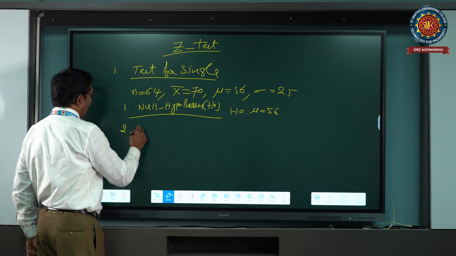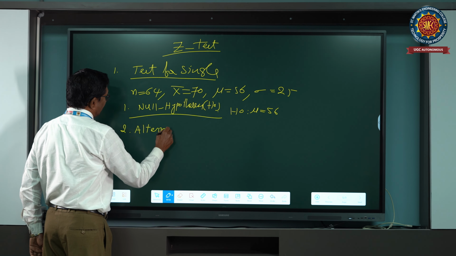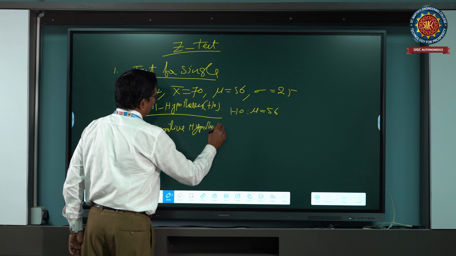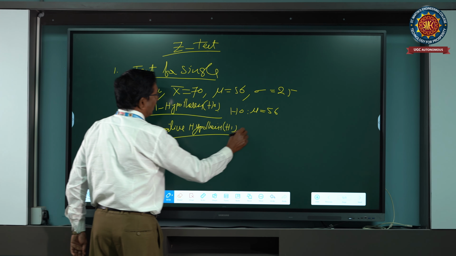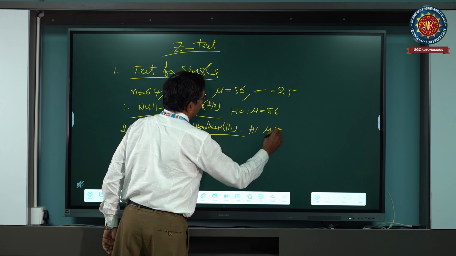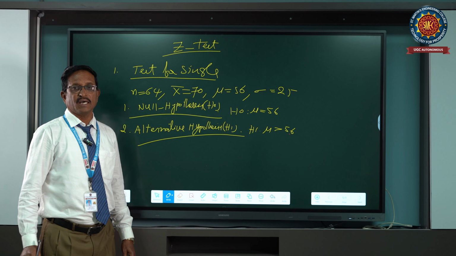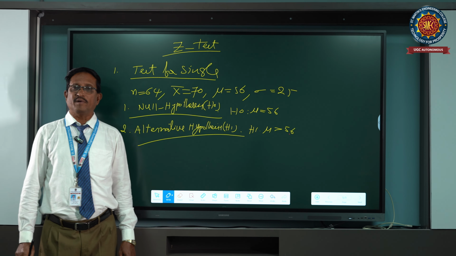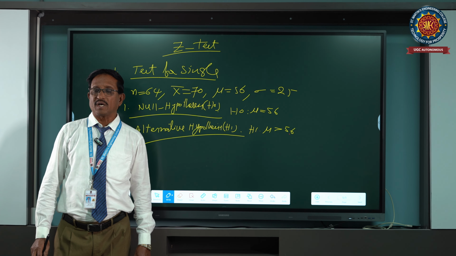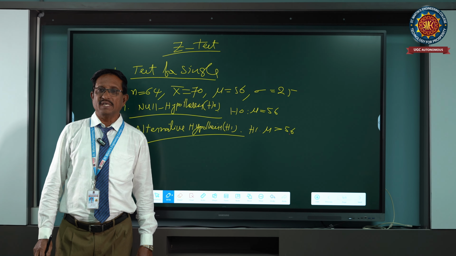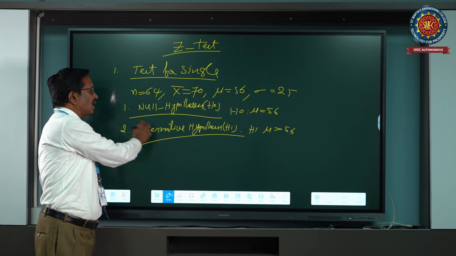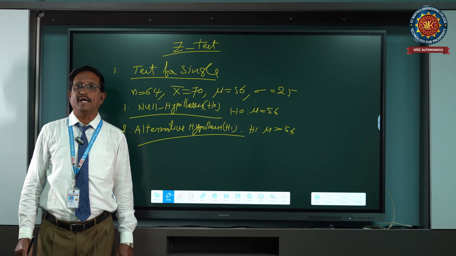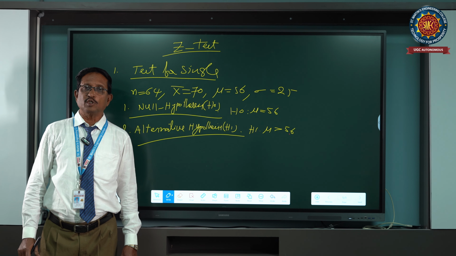Step number 2 is the alternative hypothesis. The alternative hypothesis H1: mu is greater than 56, because of the problem. In this problem, it's a one-tailed test. So there is a significant difference between sample mean and population mean, because the alternative hypothesis is against the null hypothesis. The null hypothesis and alternative hypothesis cannot both be accepted or both be rejected at the same time. One should be accepted, the other should be rejected.